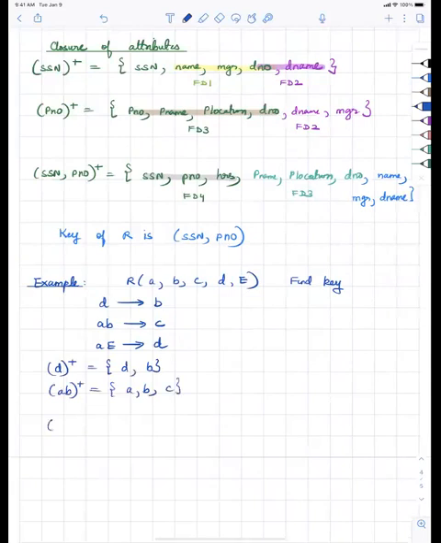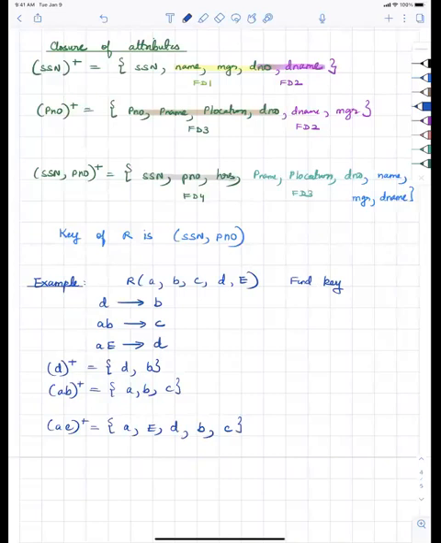On the other hand, if you do AE plus, you'll get A, E. I write the uppercase E because my lowercase e sometimes looks like a C. So A, E, D. But then D determines B. So that brings in the B. And then AB determines C.